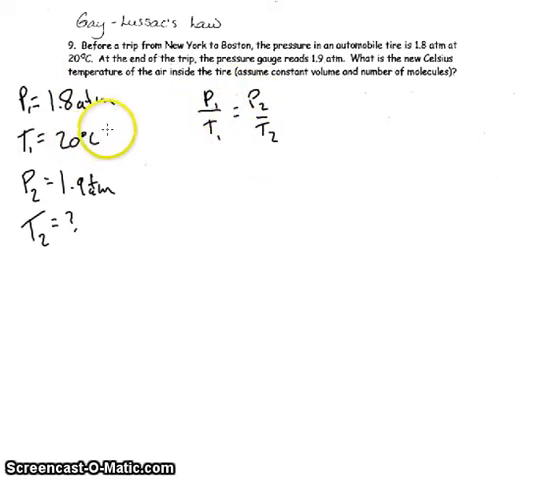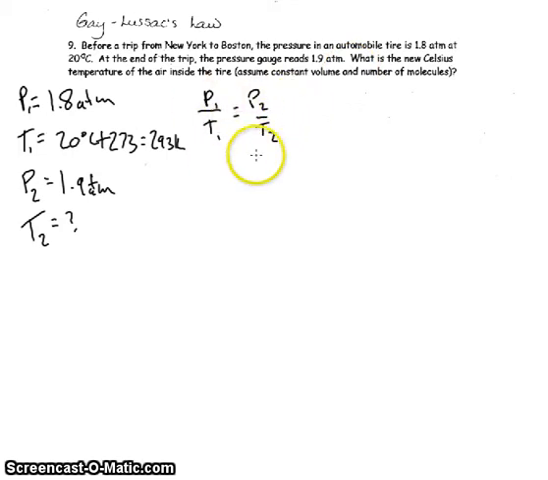The thing that we have to do before we plug our numbers in, though, is anytime you're doing these gas laws, our temperature must be in Kelvin. So to do that, we're going to add 273 to this. This brings us up to 293 Kelvin. Now I know the problem asks us for a new Celsius temperature, so when we're done with our calculations, we're going to have to subtract 273 from it.